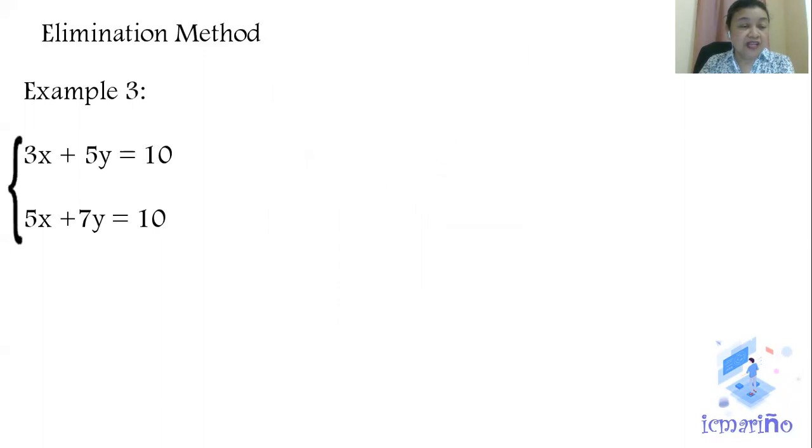3x plus 5y equals 10, and 5x plus 7y equals 10. Now, wala pa rin tayong pwedeng eliminate kasi wala pang opposite na values dyan. So, ano ang pwede natin gawin? Ano ang common na pwede natin i-multiply? O anong value ang pwede natin i-multiply para magkaroon tayo ng opposite values, either sa x or sa y.